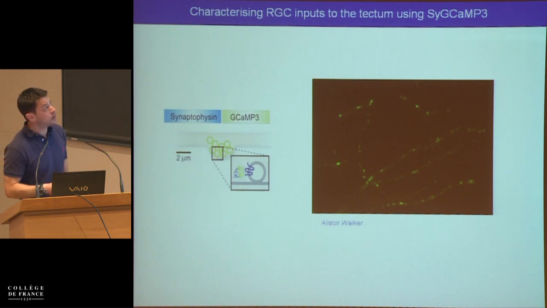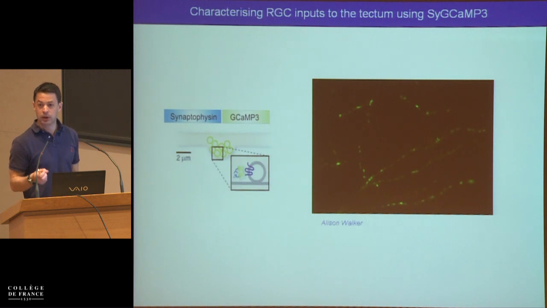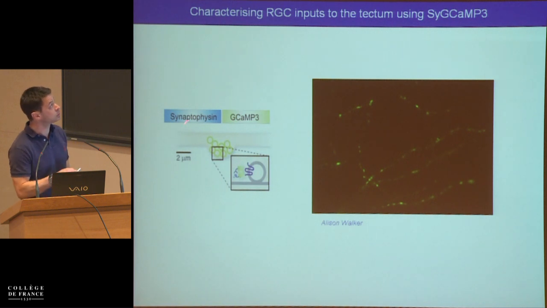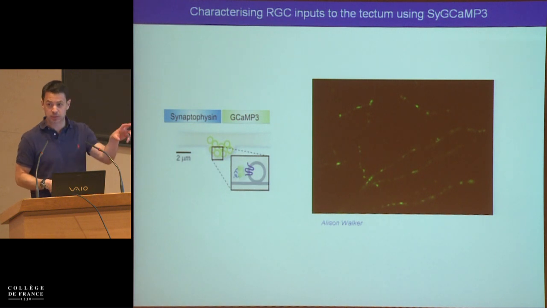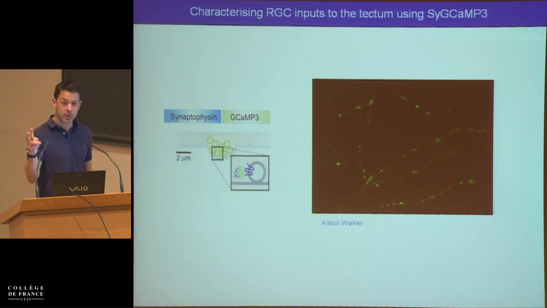What we've done is to make a genetically encoded and presynaptically targeted reporter of neural activity. We cloned the presynaptic vesicle protein from zebrafish. This protein is called synaptophysin, and we fused it to the genetically encoded calcium sensor GCaMP3. So this targets this calcium sensor to the presynaptic terminal. And this has 2 major advantages.